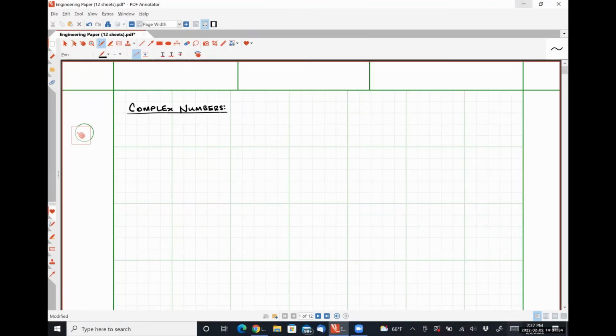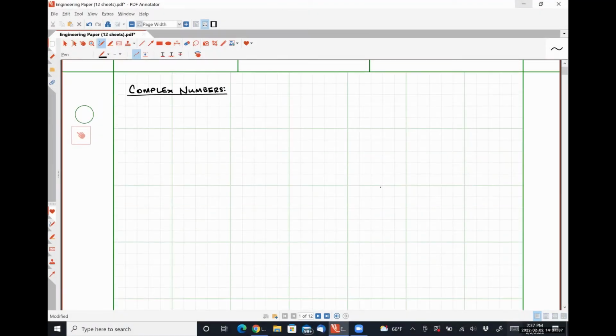So there are multiple ways for us to represent complex numbers. So what I'm going to do here in the middle of my page is draw a complex plane. The horizontal axis of our complex plane corresponds to real numbers, and the vertical axis of our complex plane corresponds to imaginary numbers. So the first representation that I want to talk about is the rectangular form.